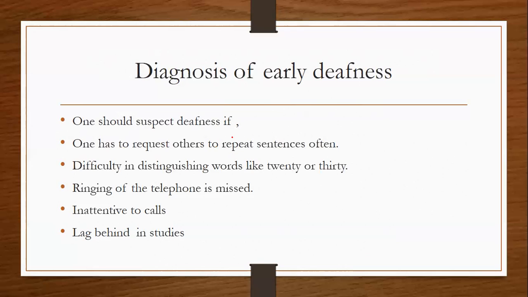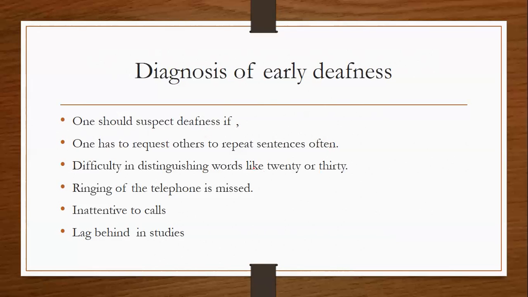One should suspect deafness, or early deafness can be assessed from the patient. If they have it, one has to request others to repeat sentences often. Sometimes the patient may not hear the sentences said by another person, so the patient may ask them to repeat that sentence again and again. It can be a symptom of early deafness.